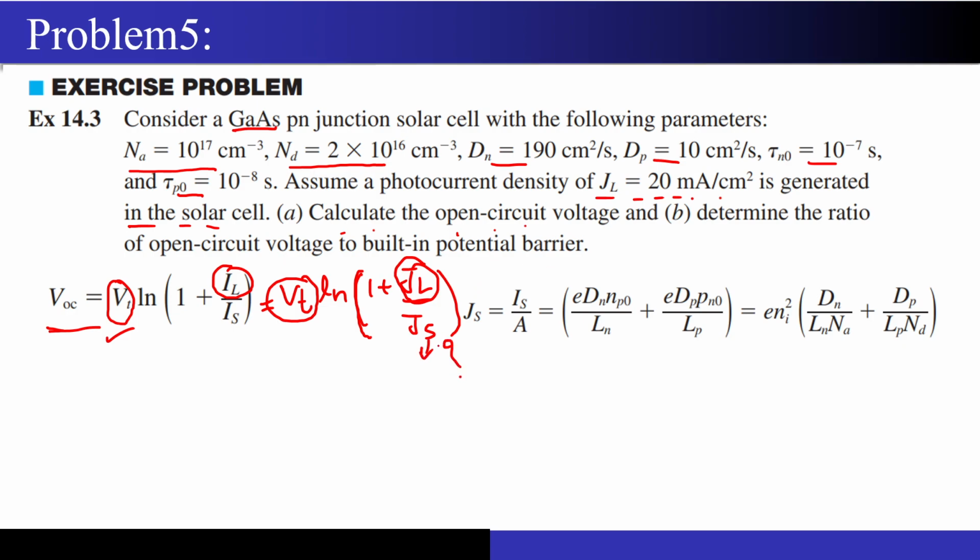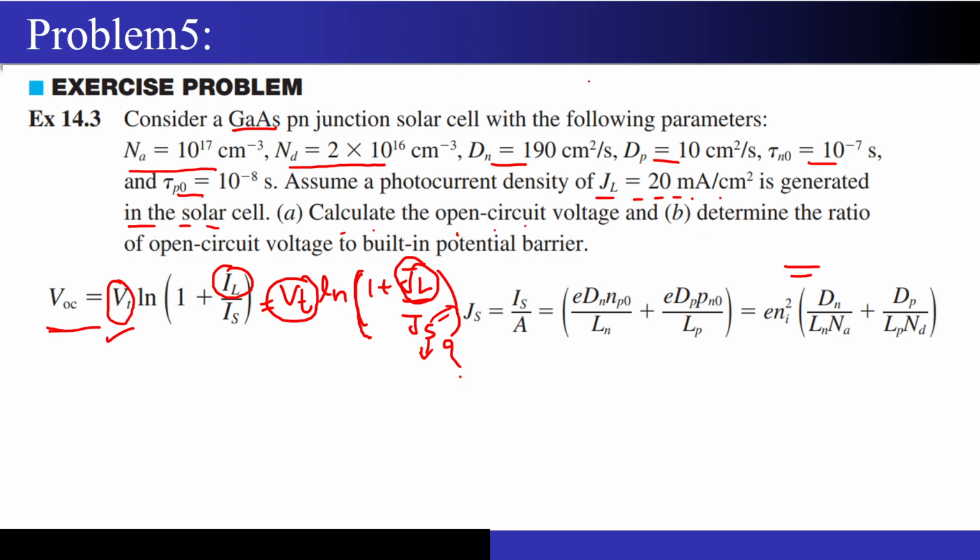Can I calculate the value of JS? Of course I can calculate, because we have studied the reverse saturation current density. We have seen the formula in the case of the PN junction diode, and this is a formula that we have with us. So now if I use this formula, do I know the rest of the stuff?